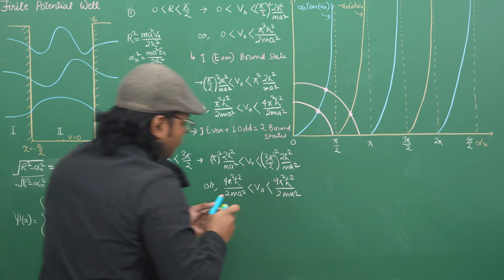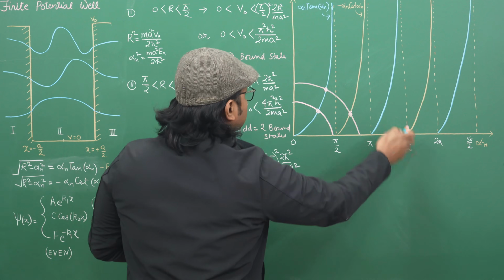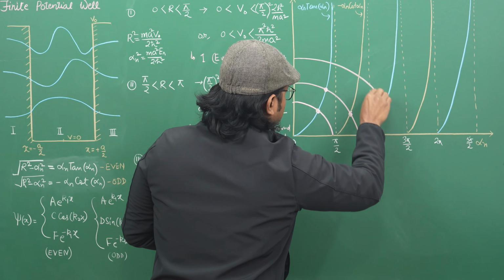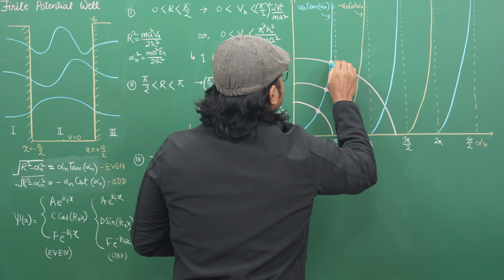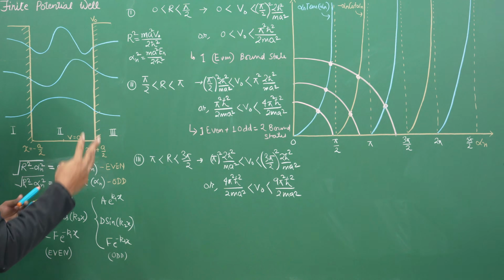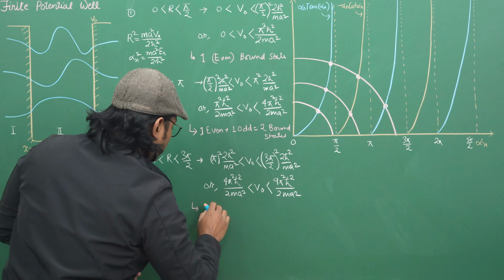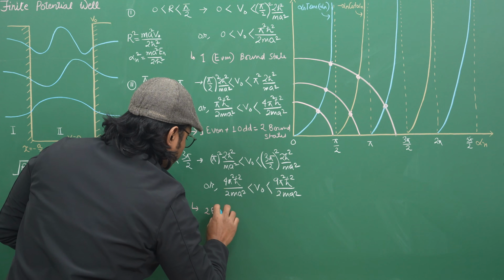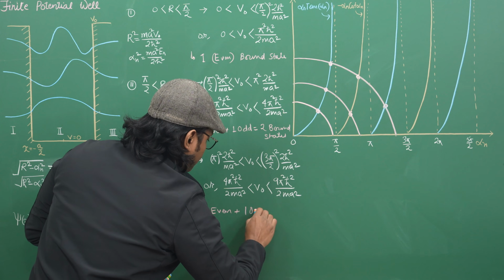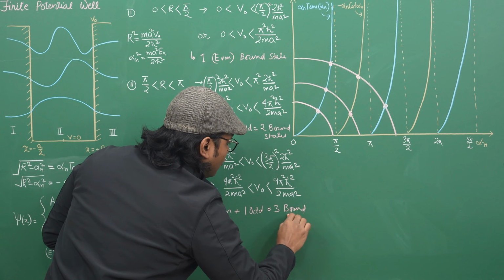In this kind of a scenario, I have a circle of radius between pi and 3 pi by 2. So therefore I have something like this, which has 3 intersection points with the curves. You see 3 intersection points, that means 3 states are possible. So here I have 2 even plus 1 odd is equal to 3 bound states.